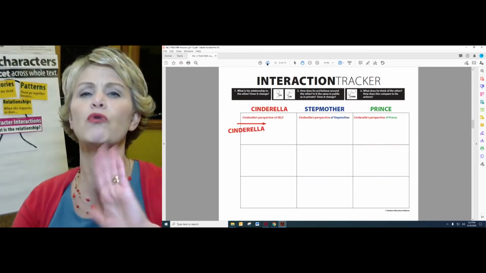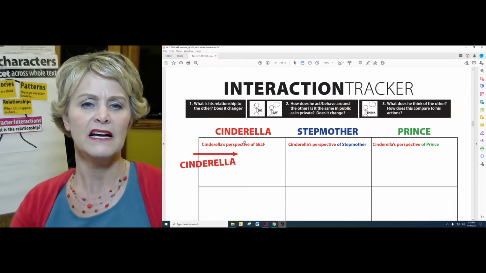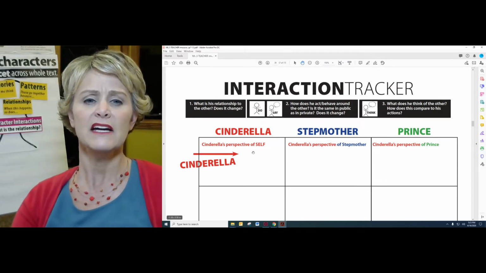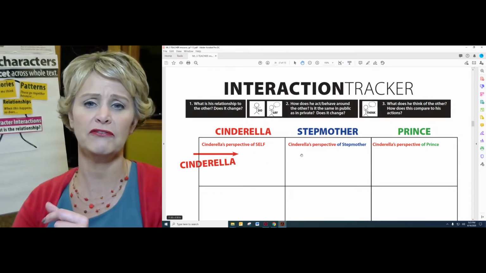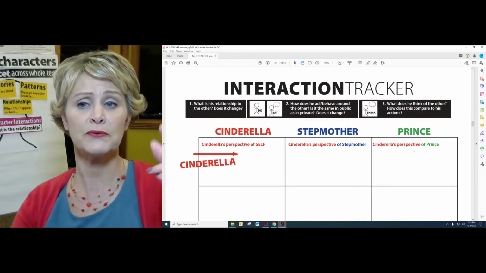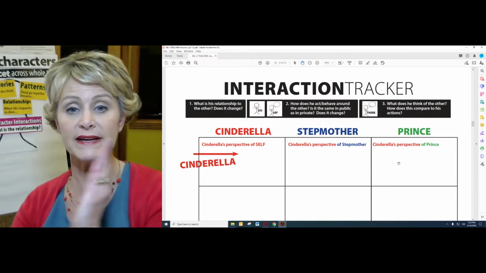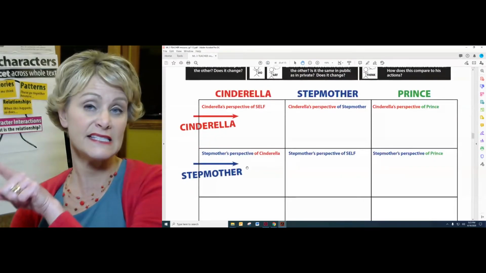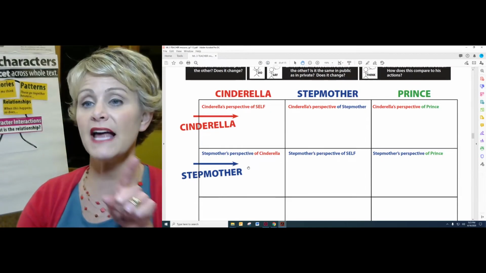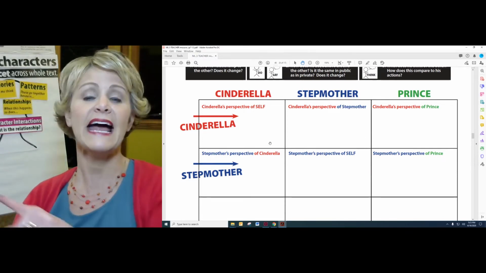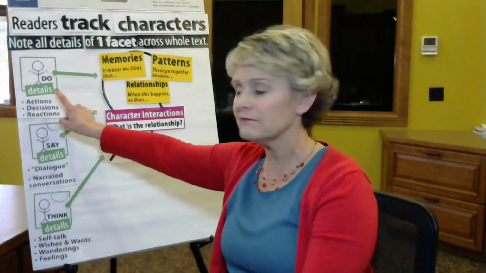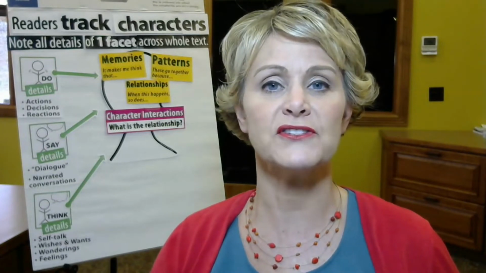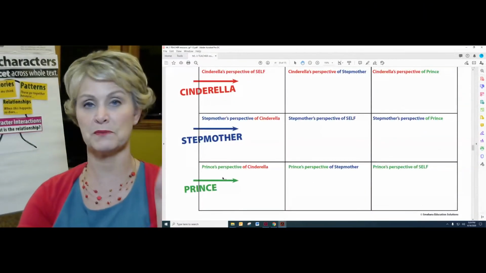Let me just quickly walk this through on Cinderella. If we were going to look at the relationships between Cinderella, the stepmother, and the prince, in this box you would just bullet what Cinderella thinks of herself, of her stepmother, and of the prince. It's always Cinderella all the way across. Then we look at the stepmother. What does the stepmother think of Cinderella? Of herself? Of the prince? And not just what do they think, but how do they act toward them, and what do they say toward them or at them? And then finally, the prince. As we look at this third one, what's the prince's perspective of Cinderella?